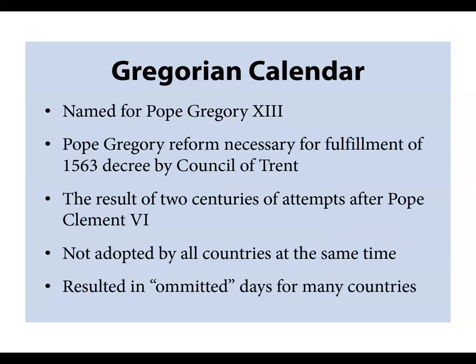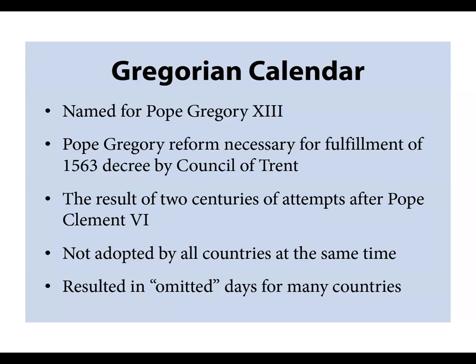Step up roughly 200 years later, and Pope Gregory XIII decides that it is really time they've got to adjust this calendar. It is especially necessary for the fulfillment of the 1563 decree by the Council of Trent. He feels that cannot happen without an adjustment to the calendar. It literally took 2 centuries for this, and he has to go back and forth.